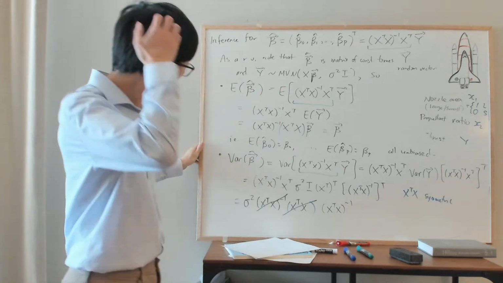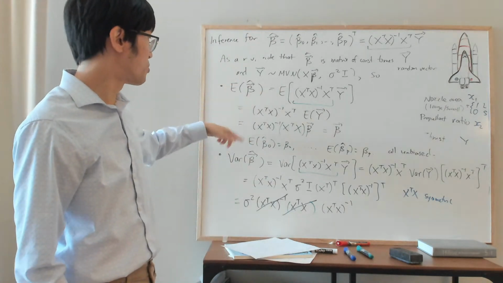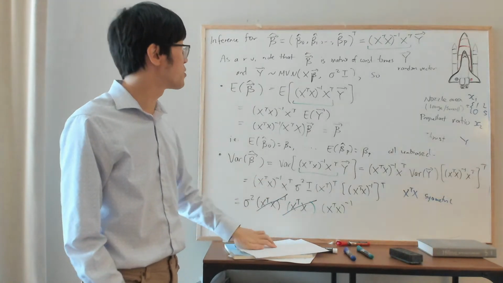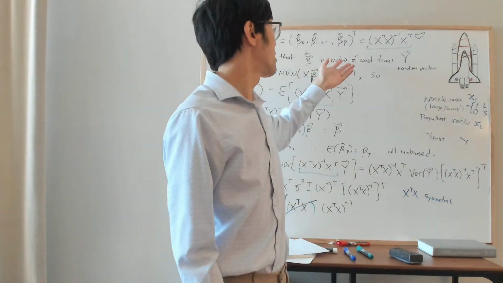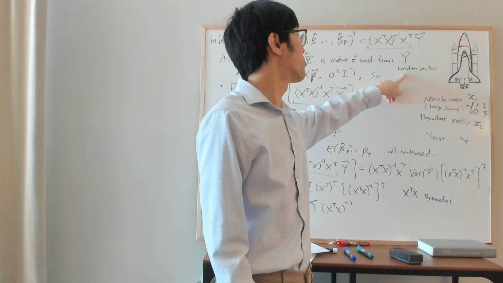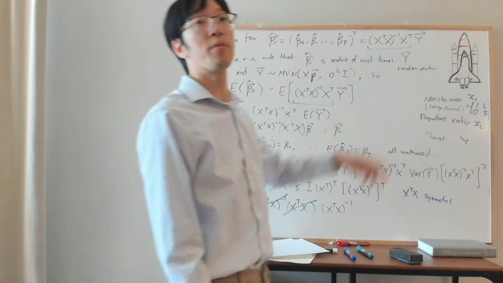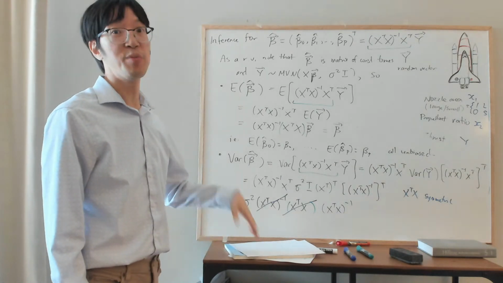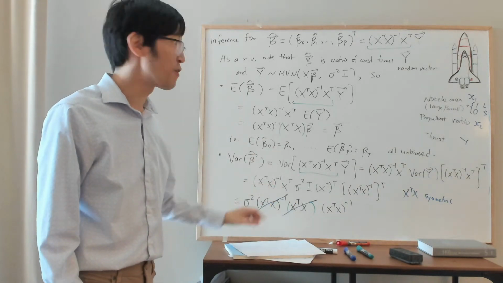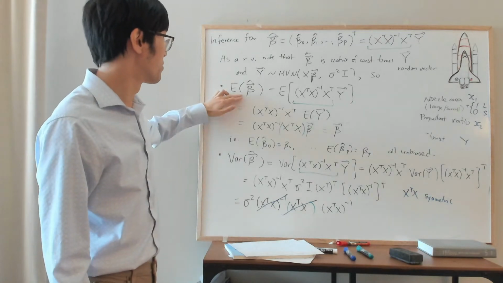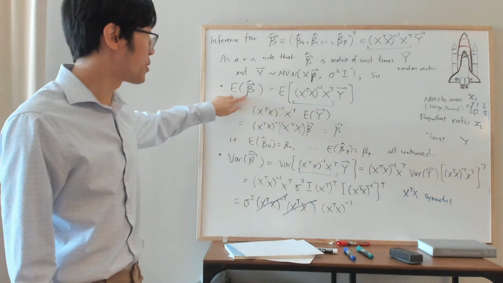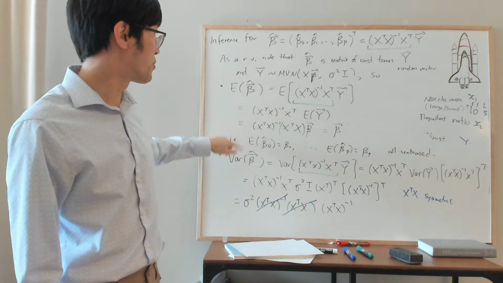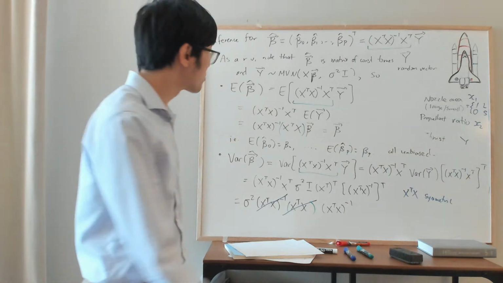So beta hat has this mean and this variance, but what we can say additionally is that it is simply a linear transformation of a multivariate normal. We learned that a linear transformation of a multivariate normal is still a multivariate normal. So in fact, our estimator beta hat has a multivariate normal distribution with this mean and this variance.